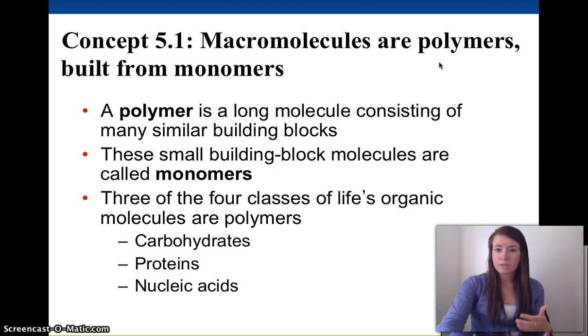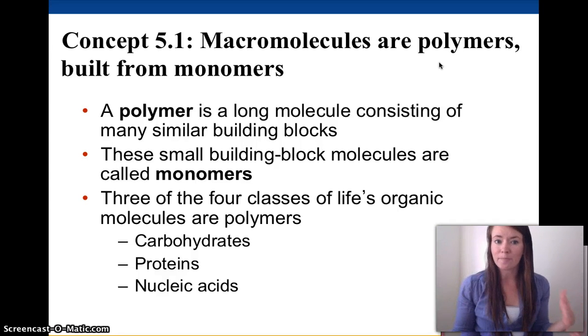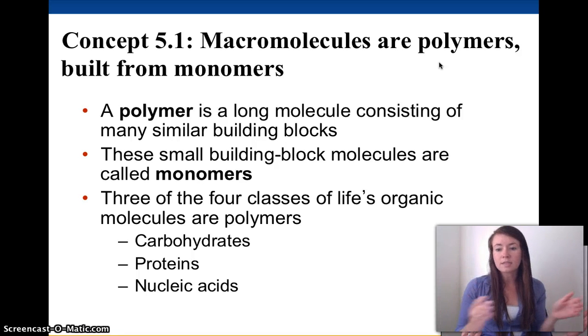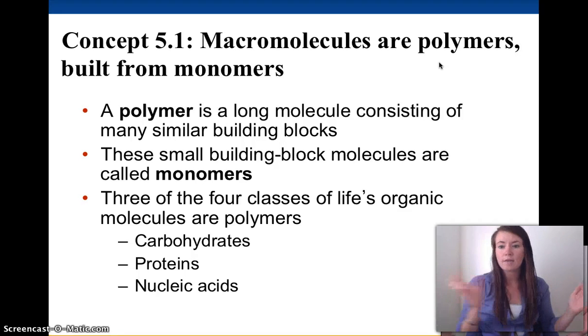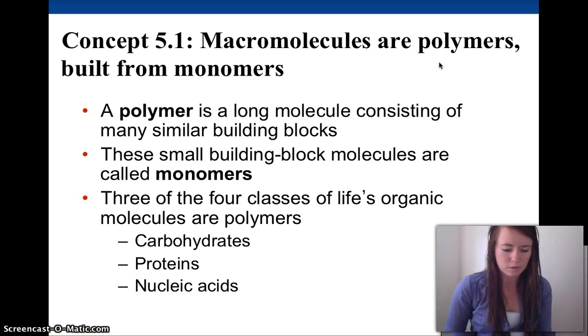So macromolecules are polymers made of monomers. So poly means many and mono means one. So polymers are made of many monomers. And polymers are covalently bonded, like we said, macromolecules. And they are a long molecule consisting of many similar building blocks. So kind of like a really long train, how it's made up of a bunch of different cars. The train would be the polymer, each car would be a monomer. And the building block molecules are called monomers, obviously.